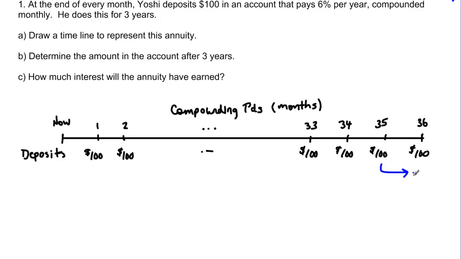So this will equal 100 times, and our interest rate, remember, was 6% per year. But it's compounded monthly. So we need to figure out our I value before we can put this into our timeline. 6% is 0.06. And if I'm compounding monthly, I'm going to divide by 12. And so this gives me an interest rate of 0.005. So this $100 deposit will earn 100 times 1.005.